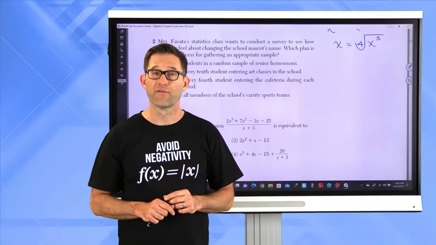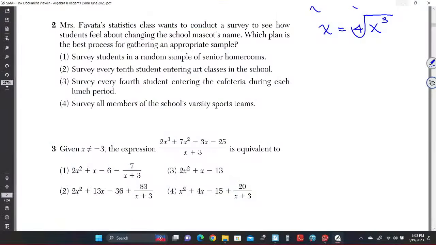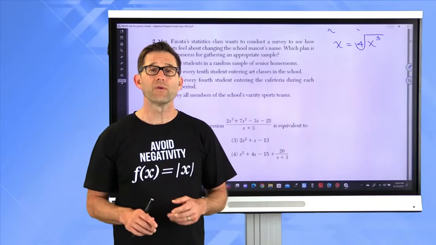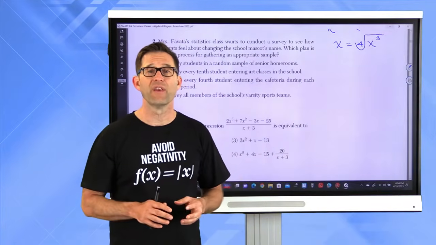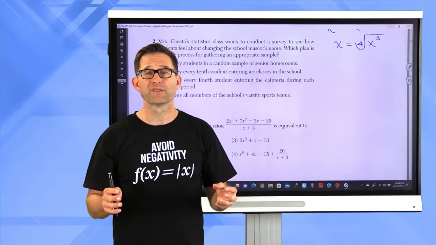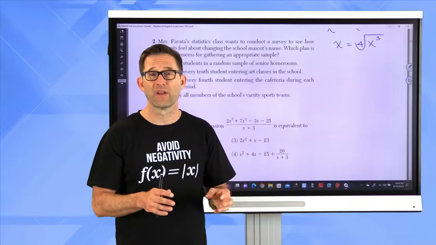So let's take a look at the 4 choices. Choice 1, survey students in a random sample of senior homerooms. Choice 2, survey every 10th student entering art classes in the school. 3, survey every 4th student entering the cafeteria during each lunch period. And 4, survey all members of the school's varsity sports teams. Now this is a pretty standard question that you'll see pop up on the Algebra 2 exam. What you're looking for is a sampling method that allows you to get all types of students all over the place without getting any that are in specialized categories.